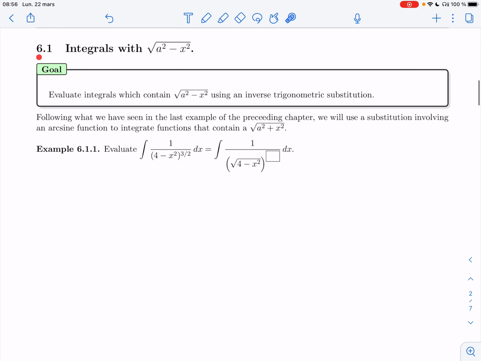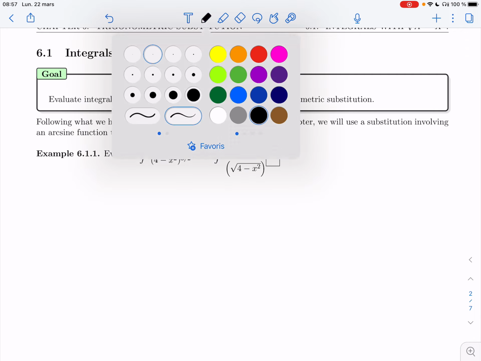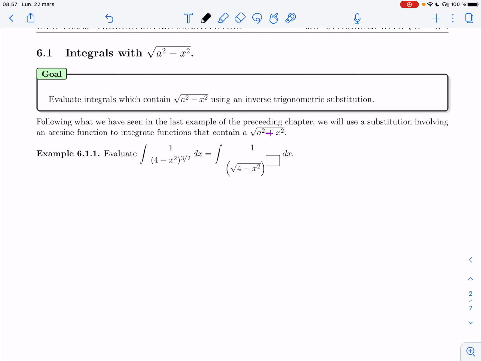All right, so in section 6.1, we'll be looking at how to integrate integrals that have square root of a squared minus x squared. Our goal is to evaluate integrals which contain square root of a squared minus x squared using an inverse trigonometric substitution. We looked at this in the last chapter, so following what we've seen in the last example of chapter 5, we'll use a substitution involving an arc sine function to integrate functions that contain square root of a squared minus x squared. All right, so let's try it with an example again. We'll have a recap of the method afterwards.